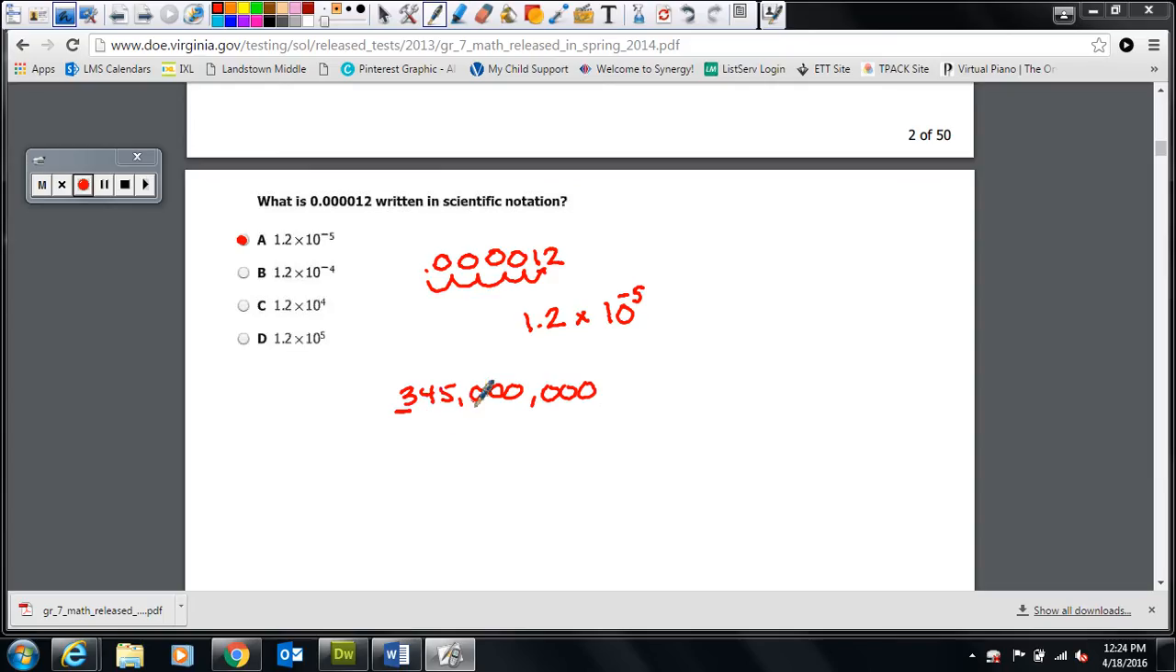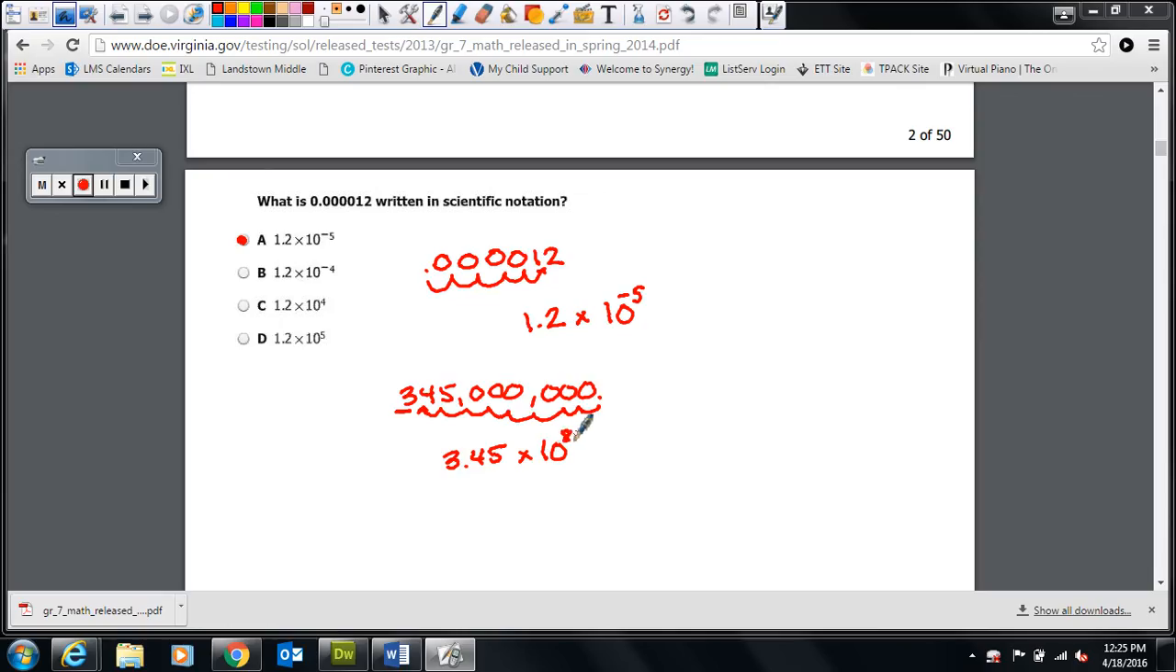So where is the decimal? Well, if you don't have a decimal in place, you simply stick it on the end of the number to get yourself started. And to move it from the end of the number to this location, we jump some places: 1, 2, 3, 4, 5, 6, 7, 8 places. So 345 million becomes 3.45, but it's not just 3.45, it's times 10 to the number of jumps we just made, and that was 8 jumps.